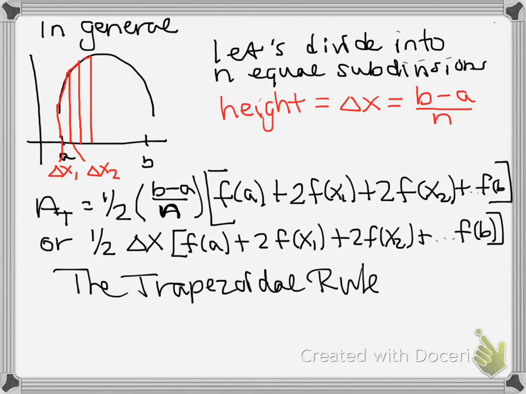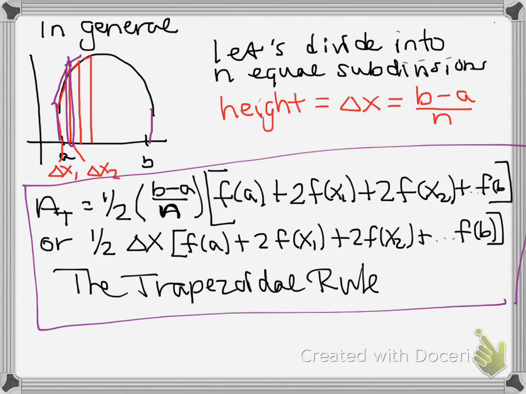What you need to look at is the fact that each height, and let me grab a different color here so you can see, this height f of A is used only once, and f of B is used only once. Every other height is used twice. Right here, f of x1 is used as the left side of trapezoid 2 and the right side of trapezoid 1, and so on. That's why it's used twice. So this is the trapezoidal rule that you need to know. The absolute left and right, f of A and f of B, are used only once. All of the other y values are used twice.